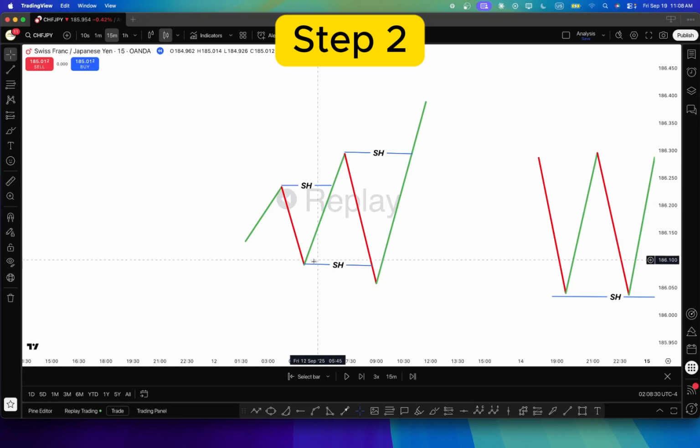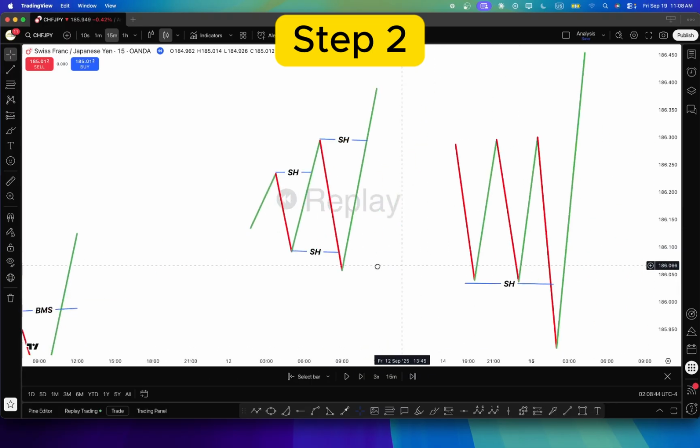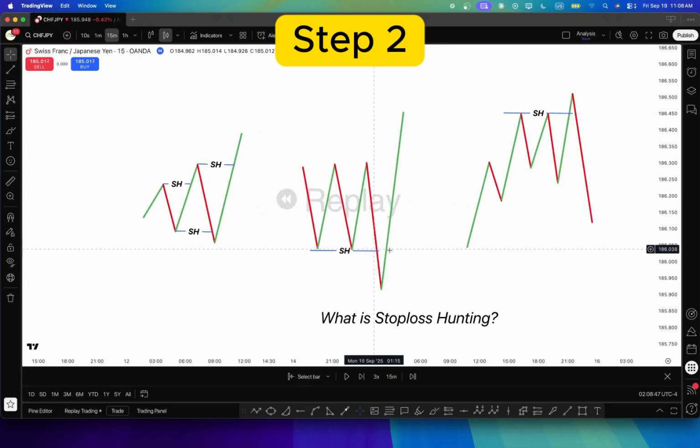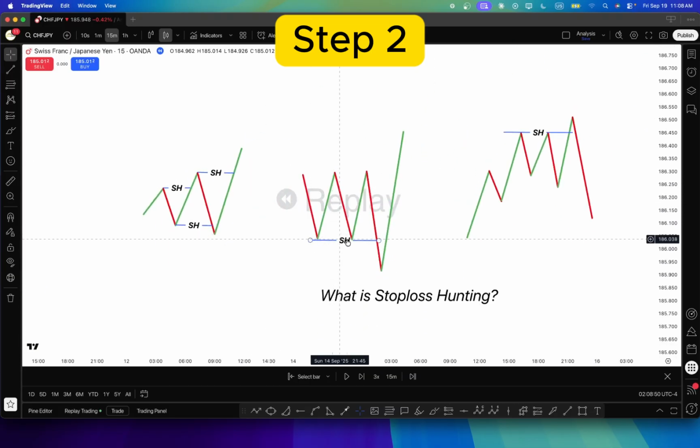Similarly, here you can see the market breaks this previous low, and then after giving a small move by hitting the stop losses, it then again moves in the upward direction. So this is a stop loss hunting happening here. Similarly, we can detect the stop loss hunting here as well, where the market is forming this kind of a support zone, but then the market goes below the support zone for a very brief moment and then again gives a very impulsive bullish move.